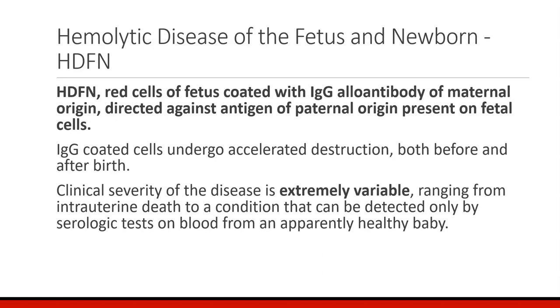These IgG-coated cells will undergo accelerated destruction. Remember, that's what our immune system does. We coat things with antibody, so it's recognized by our immune system as foreign, so it will be destroyed. And this occurs both before birth and after birth. The clinical severity of the disease is extremely variable, and it ranges from intrauterine death, which is horribly sad, to a condition that can only be detected by doing a serological test on the blood from this apparently healthy baby.